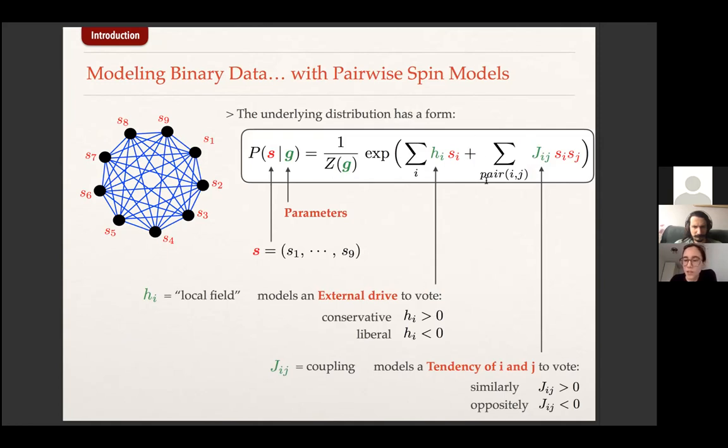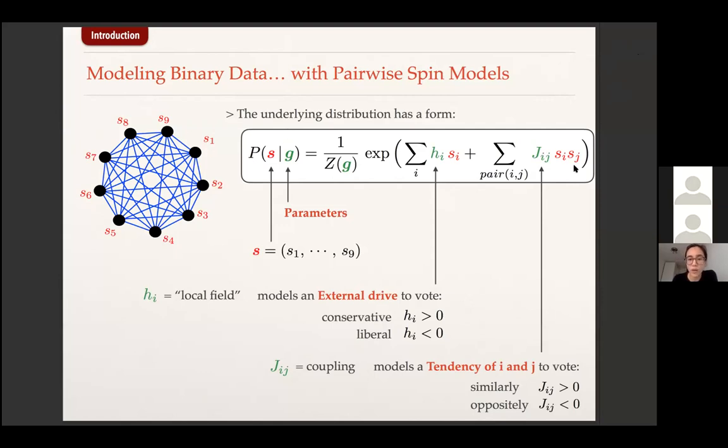And then there is a second term, which is a sum over all the pairs of judges, i and j, of J_ij times s_i s_j. So J_ij here is a coupling parameter, and is represented with a blue link here. And it models the tendency of justices i and j to vote similarly if J_ij is positive, or to vote oppositely if J_ij is negative. So all the h_i and those J_ij are parameters. They can take any real values.